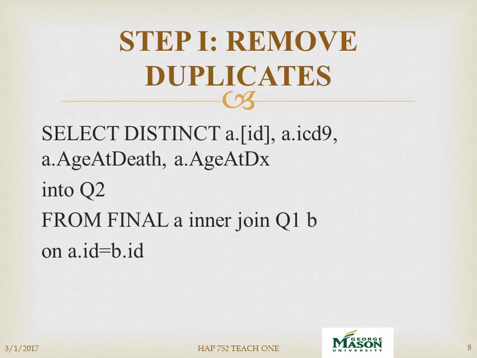Next, we're going to remove all the duplicates using select distinct. Select distinct will enable you to remove duplicate values or repeating IDs and ICD-9s. And we call this table A. We're going to inner join with table B, Q1 from the previous table that we made, with this ID from A and B equal to one another.